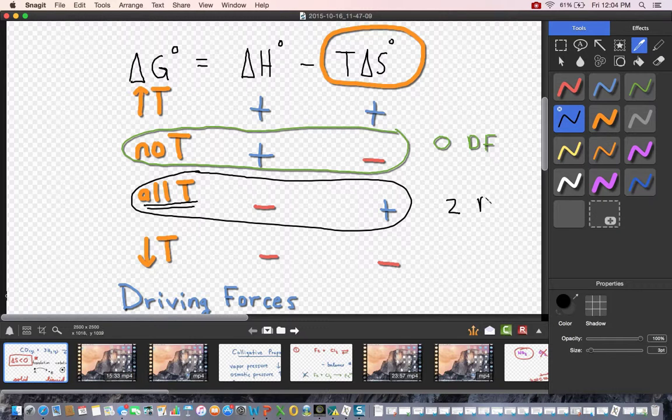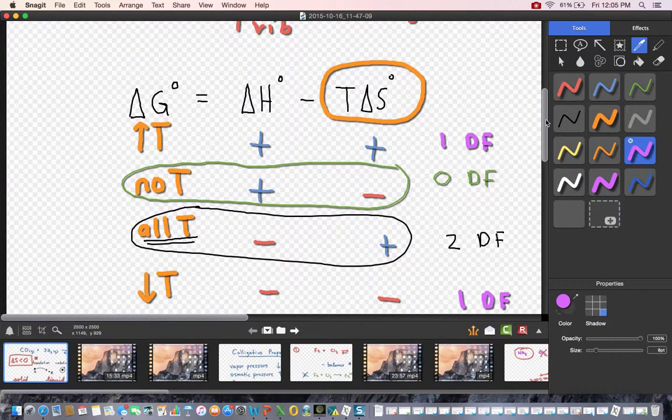Two driving forces. The first set of conditions and the second set of conditions are the same. Exactly one driving force is present. In the first condition, that driving force that's present is increasing systemic entropy. In the fourth set of conditions, it is the fact that it is an exothermic reaction. Notice that when one driving force is present, the temperature will dictate whether it's spontaneous or not.